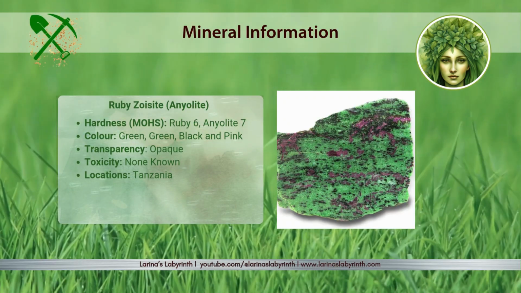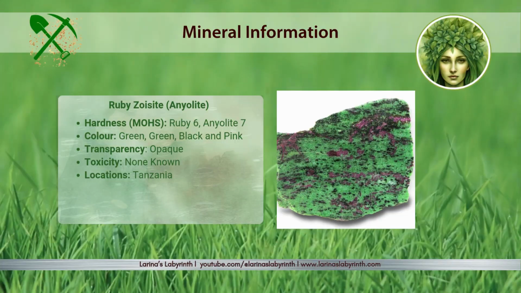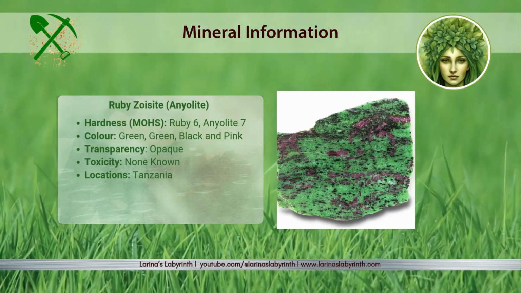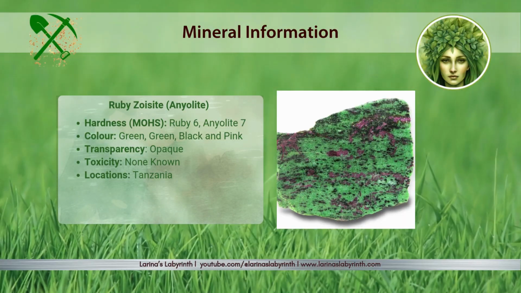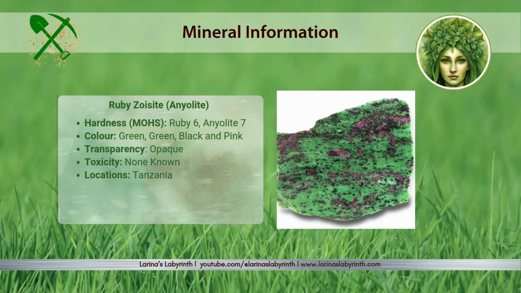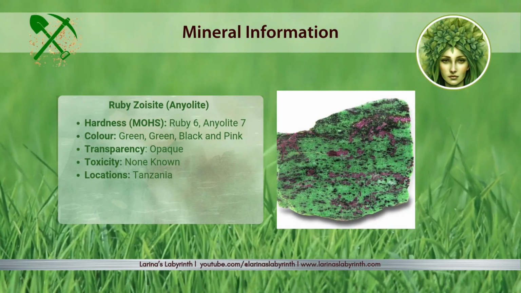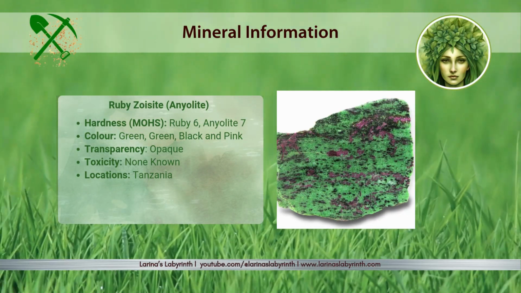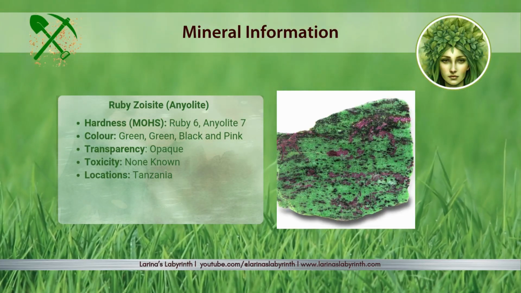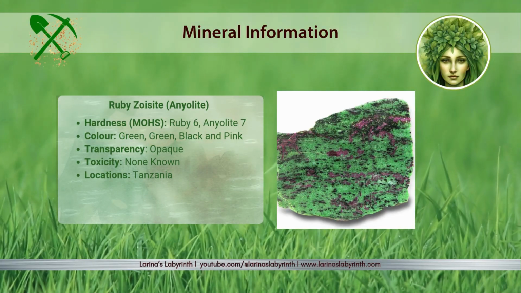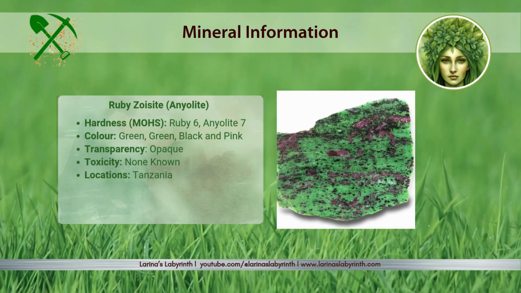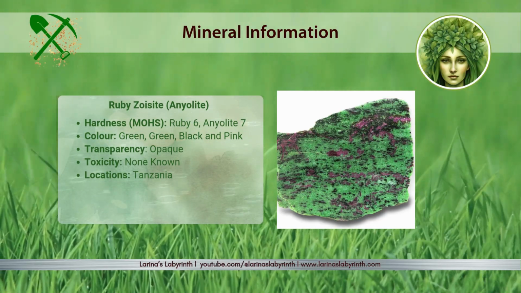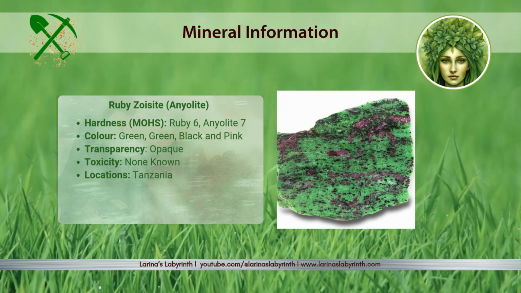Now, ruby zoisite also goes by the name of nihilite. That is its proper name. Hopefully I've pronounced it correctly. But because it's a combination of two crystals, you've got two different hardness ratings for it. The ruby, which is the red and the pinkish tones, apparently has a mineral hardness of 6, where the nihilite, the green part, has a hardness of 7. So when you're buying, you're going to be able to tell the difference between it.